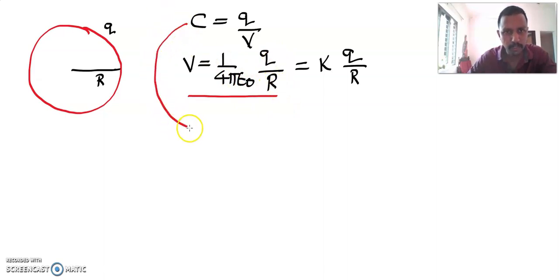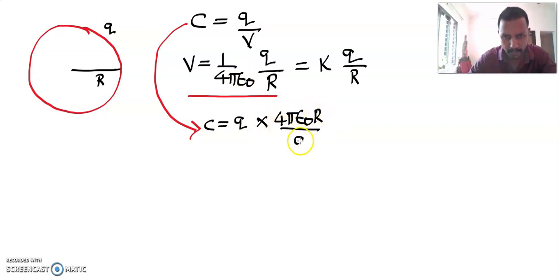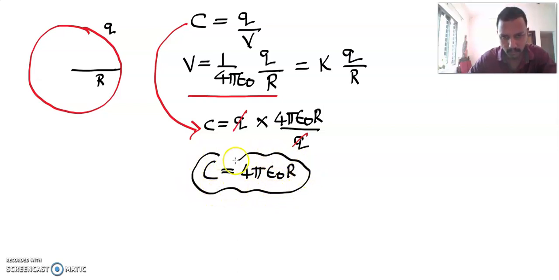Then, if I substitute the value of V in this equation, we can rewrite C is equal to Q by V; since V is in the denominator, we have to multiply by its reciprocal. That means I could write Q into 4 pi epsilon 0 R divided by Q. Then the Q and Q will get cancelled and the ultimate expression for capacitance of a spherical conductor is 4 pi epsilon 0 R. This is the expression for capacitance of a spherical conductor.